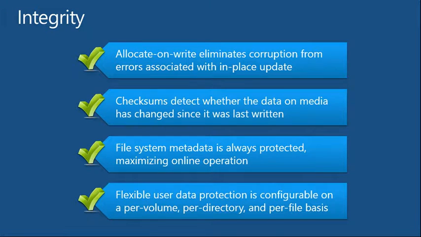Checksums are written along with the data itself, to ensure that it can see if that data has changed on the platter for some reason since it was last written, again to check the integrity of what's there. The file system metadata is always protected, maximizing your ability to have access to it. User data protection is not on by default. You have to turn that on on a per directory, per volume, and even per file basis to make sure that it's protected in the same fashion. So those are your choices for where integrity goes.